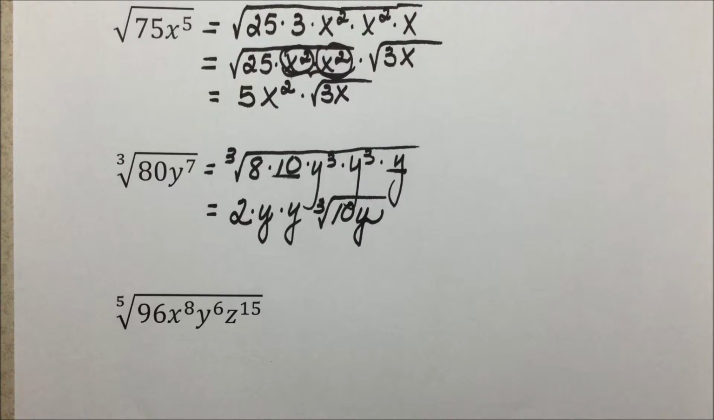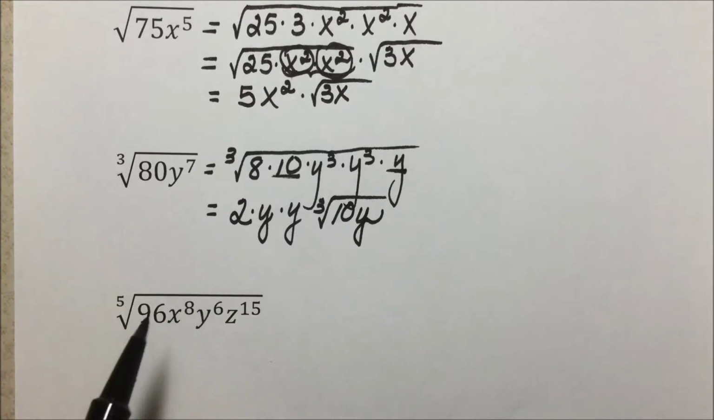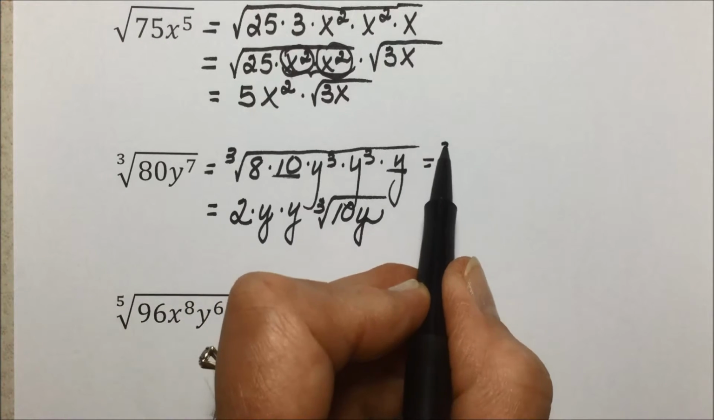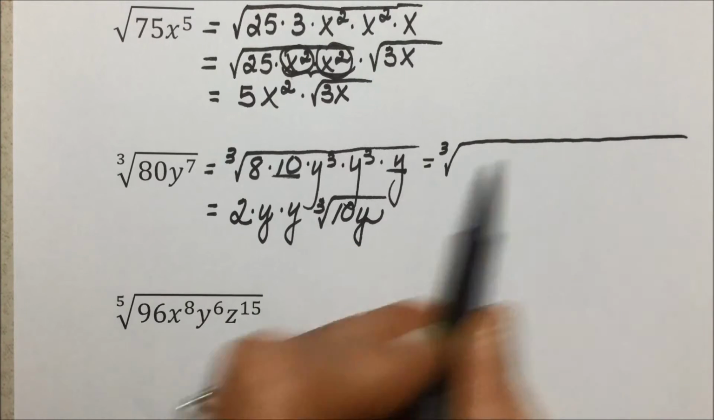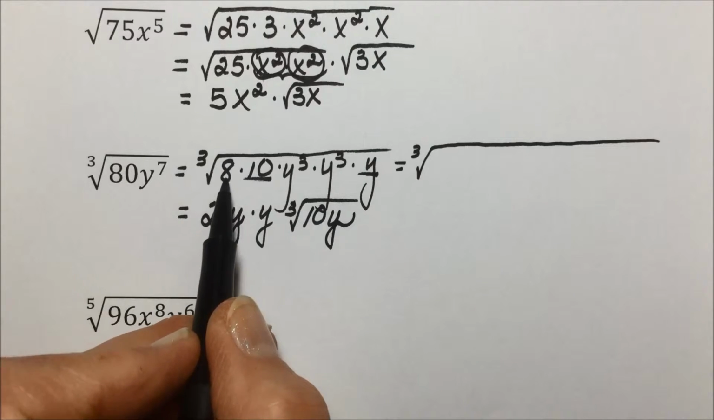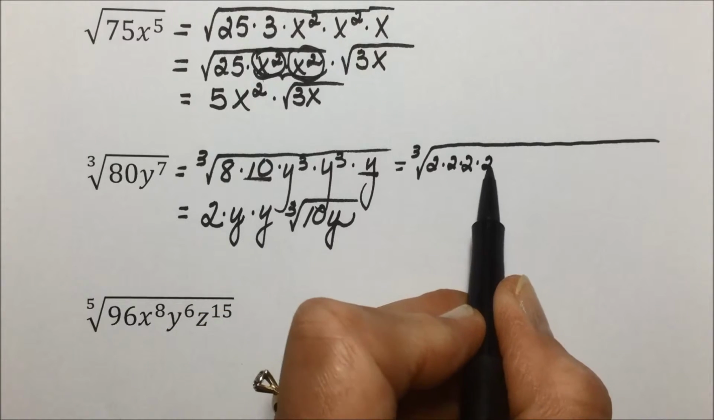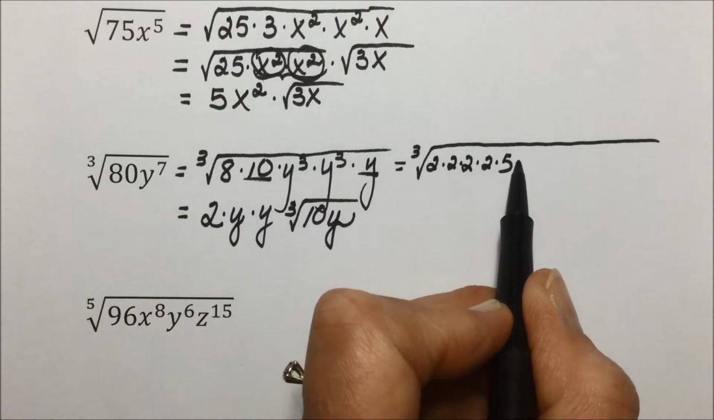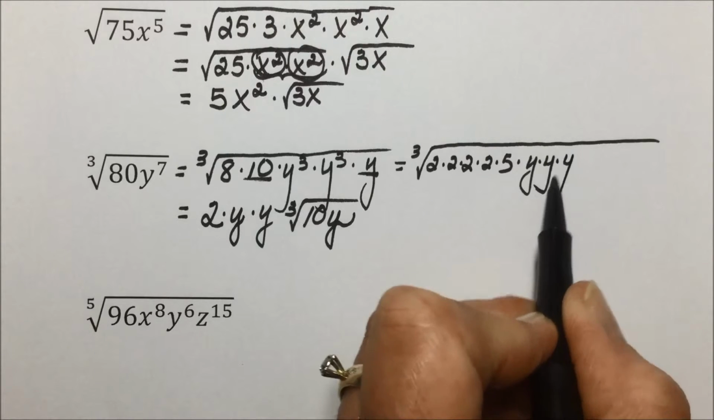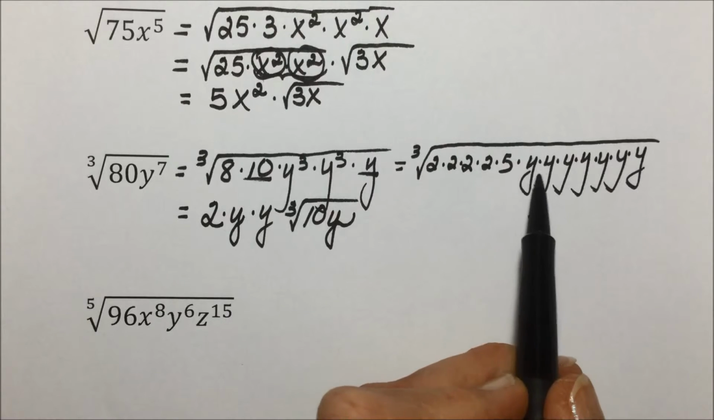If you're having difficulties seeing where y to the third is coming from, we could take this a step further, and let me show you the entire prime factorization of this radical. Cube root, we're looking for 3 of a kind. If we do a prime factorization, 8 would break down into 2 times 2 times 2. 10 is 2 times 5. And then we have 7 y's multiplied together. So let me get 7 y's multiplied here. 2, 4, 6, 7.